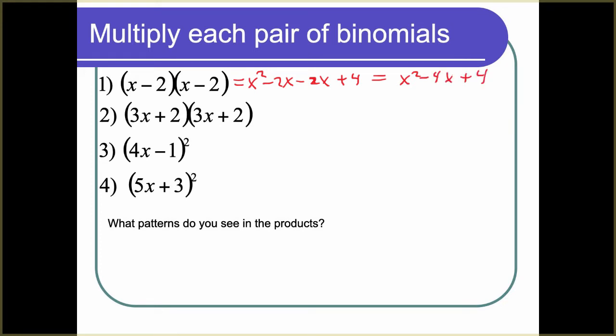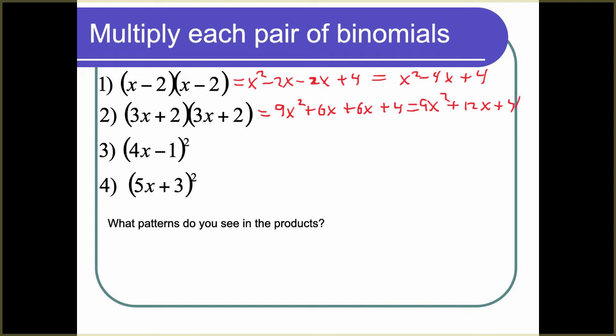The next one we have is 3x plus 2 times 3x plus 2. We get 3x times 3x, which is 9x squared. Then we have 3x times 2, which is 6x. Then we have 2 times 3x, which is, again, 6x. And then 2 times 2, which is 4. And when we simplify this, we get 9x squared plus 12x plus 4.